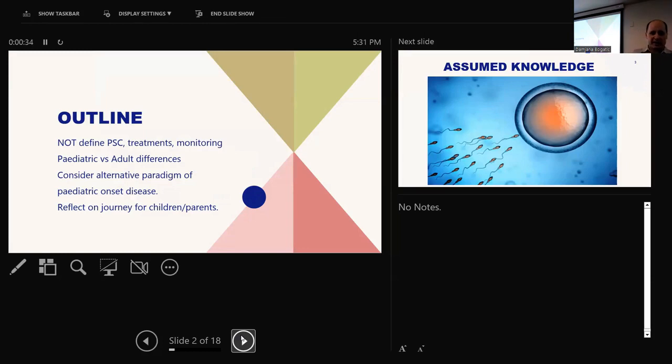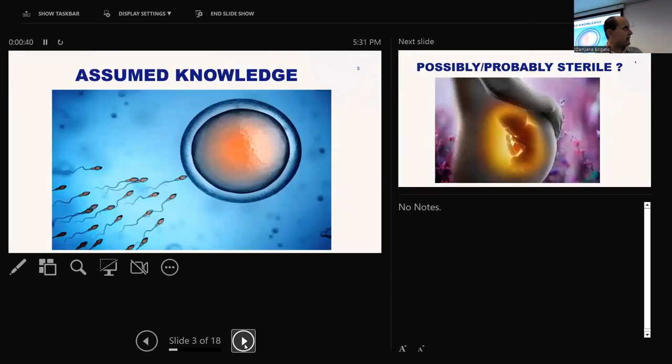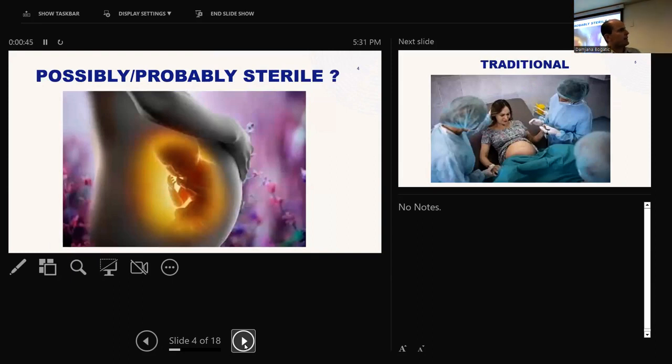So I will be stepping away from what the adult gastroenterologists are comfortable with. Some of this, I think we can say, is assumed knowledge. And so this is a fetus in a sterile environment who is receiving all of their nutrition from their mother via the umbilical cord, also receiving some benefits from an immunological perspective from their mother.